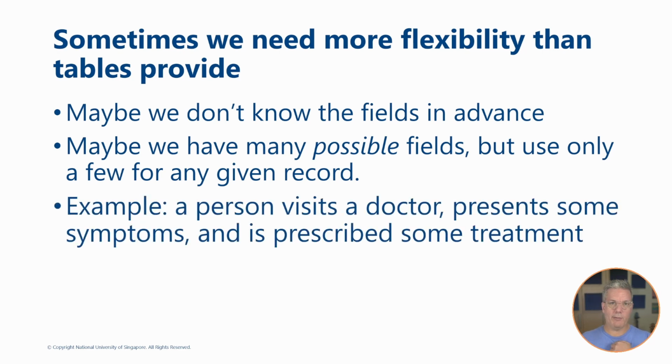So here's an example. A person might visit a doctor and present some symptoms, and then they're assigned or prescribed some treatment. How do you represent that in a table, considering there's this vast range of things that they could be coming with, and they could be treated with any number of options?